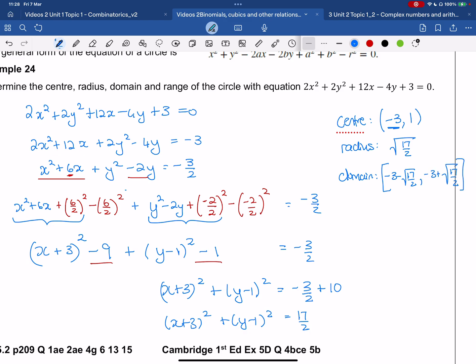So it's going to be our center minus our radius to our center plus our radius, and our range will also be our center minus our radius, so it'll be 1 minus root 17 on 2 all the way to 1 plus root 17 on 2.